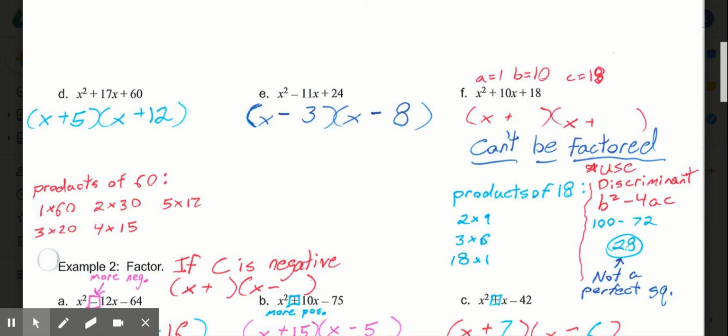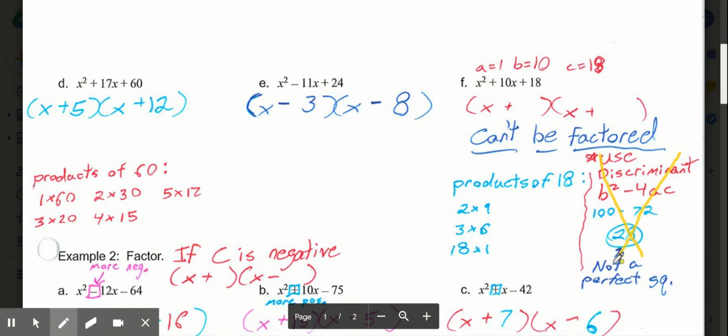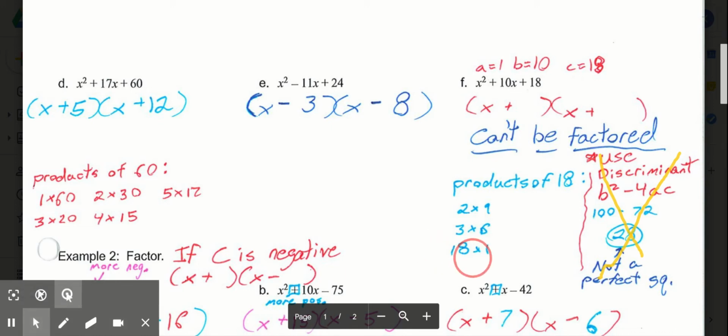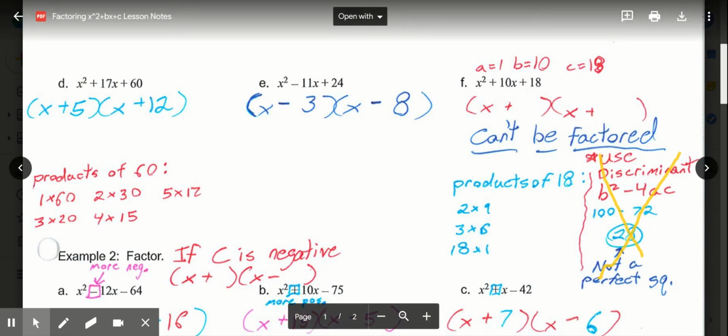if I'm looking at F, I know in this case, I want something that multiplies to be 18 and adds to be 10. Products of 18 would be 2 times 9. That adds to be 11. 3 times 6 adds to be 9. 18 times 1 adds to be 19. Now, for our level, we don't need to worry about this discriminant part. That was for the regular school year, so don't worry about that piece there. But if you come across products here that do not add to be the number in the middle, then your answer is can't be factored. So in this case, because our products of 18 do not add to be 10, we cannot factor that expression.